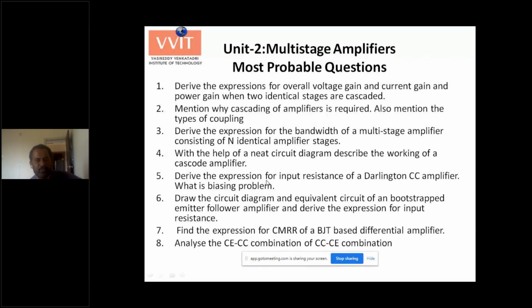Sometimes we need amplifiers with high input resistance. Then we have to overcome this problem. For this, we go for a technique known as bootstrapping, and you need to explain how bootstrapping is done for the emitter follower as well as for the Darlington CC amplifier. Then, what is a differential amplifier and what is the importance of CMRR. Okay, fine, you must be familiar with this also.